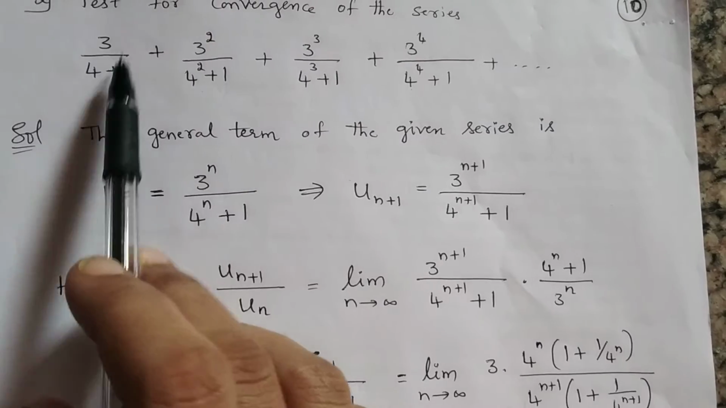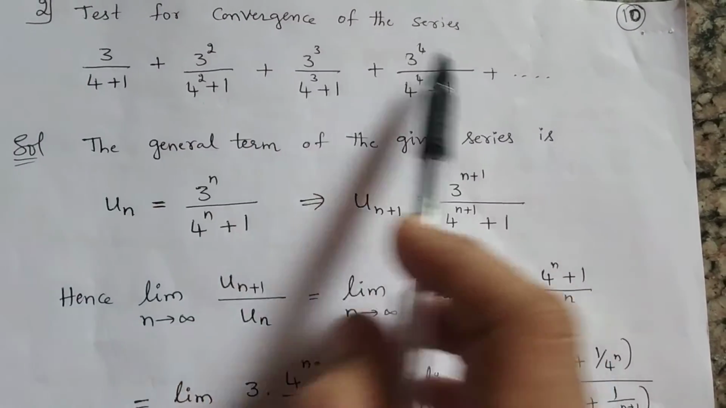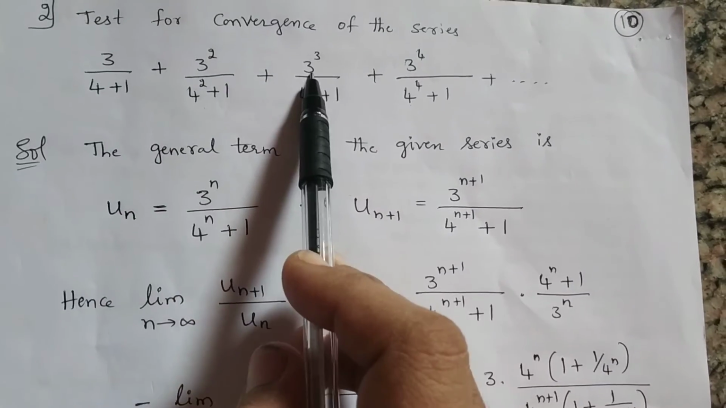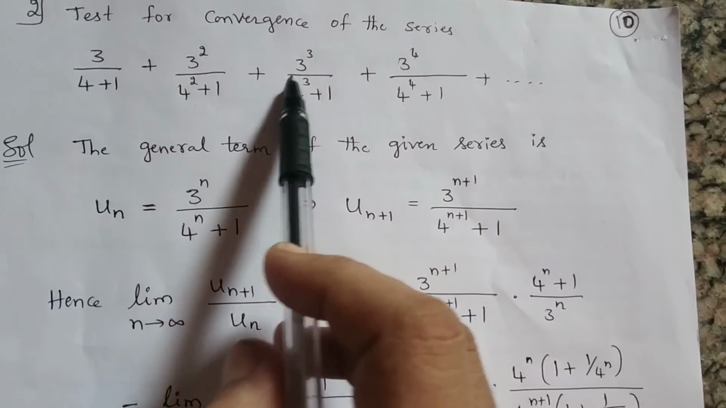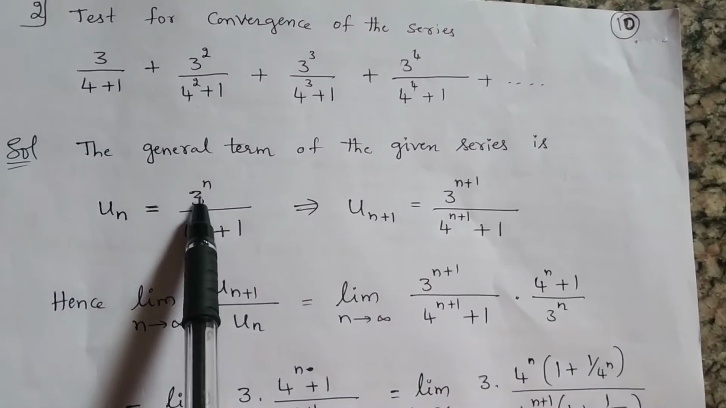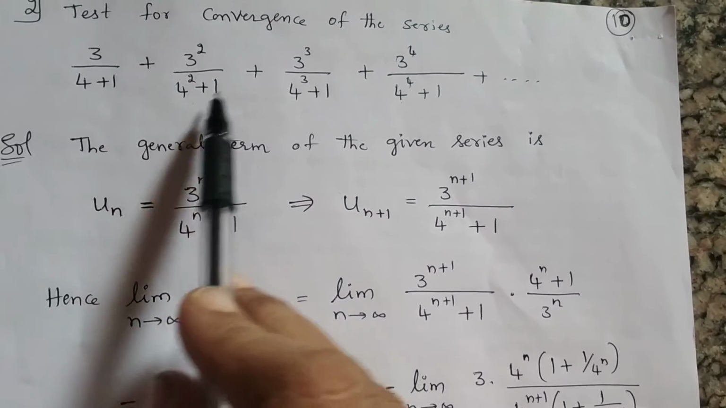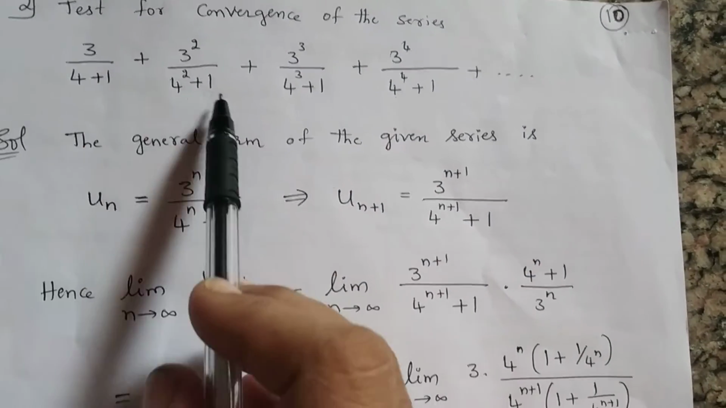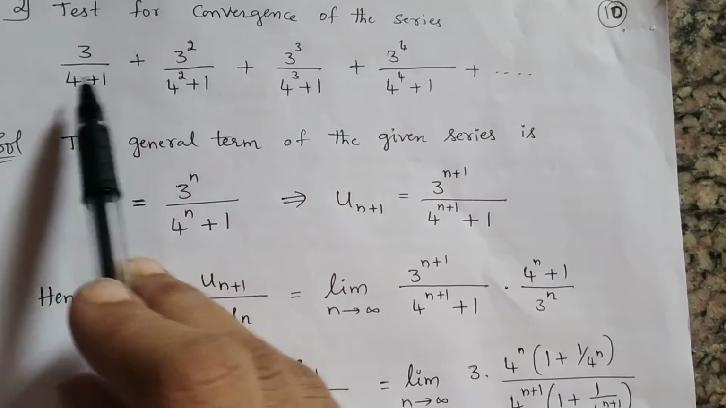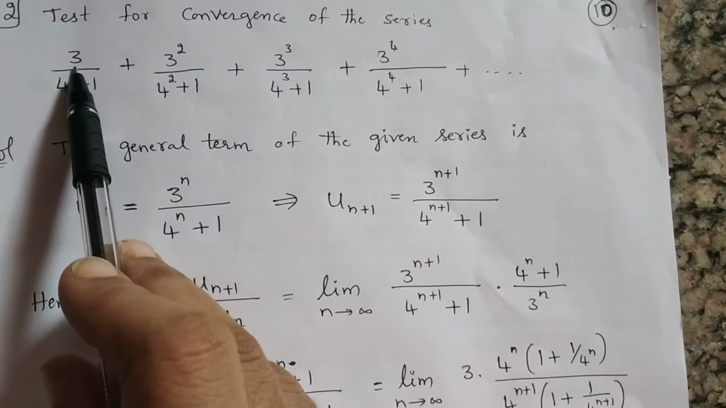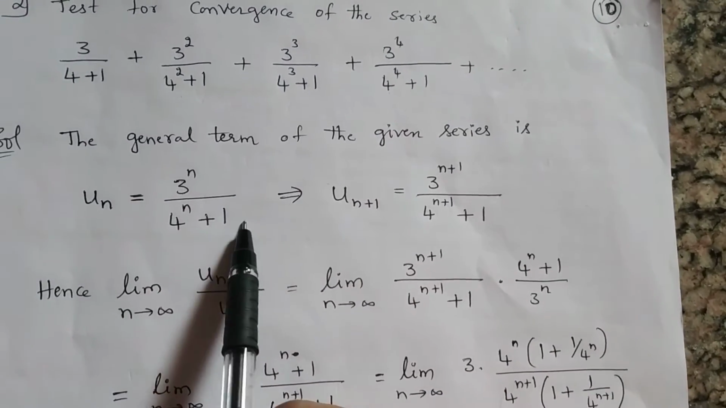How to find the general term, or you can call it the nth term. Observe the series, how it is varying. 3 power 1, 3 power 2, 3 power 3, 3 power 4. It means the base is the same, only the power is rising in the numerator. Therefore, the numerator's nth term you can write as 3 power n. In the denominator you can observe 4 power 1, 4 power 2, 4 power 3, 4 power 4. Again the base is the same, only the powers are rising. Therefore, 4 power n. Plus 1 is the same, therefore plus 1 we can write.